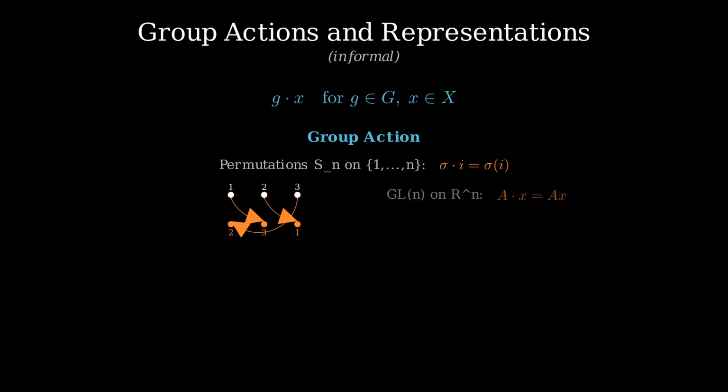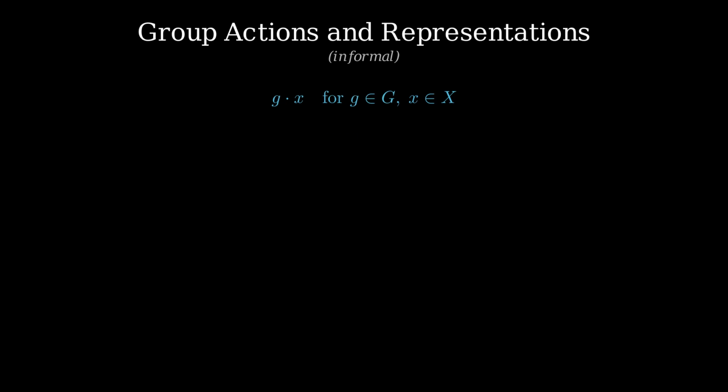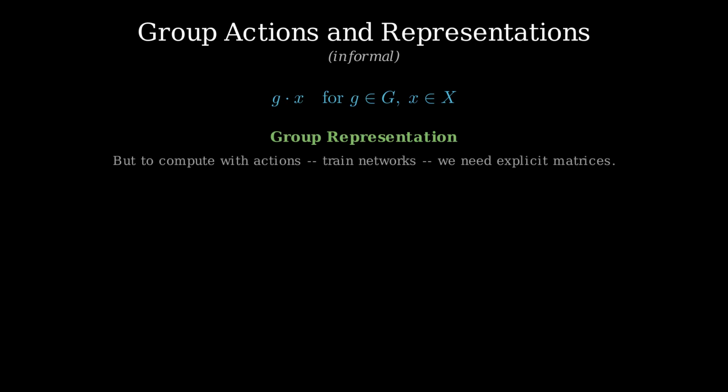Another example, invertible matrices, the group GL(n), act on vectors in n-dimensional space by matrix multiplication, A.x equals Ax. Each row of A dot products with x to produce one output coordinate. So far, actions tell us how G transforms elements of X. But to compute with these actions, to write algorithms, train neural networks, we need them as explicit matrix operations. That is what group representations provide.